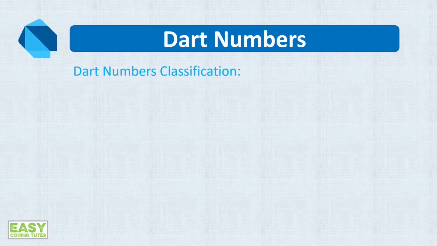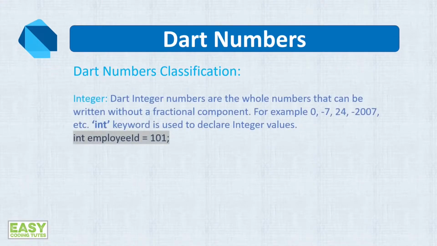Dart numbers can be classified into two types. First one is integer and the second one is double. The first one is integer. Dart integer numbers are the whole numbers that can be written without a fractional component. For example, 0, -7, 24, -2007, etc. The int keyword is used to declare integer values. So here we have a declaration of integer values, that is int employeeId is equal to 101.